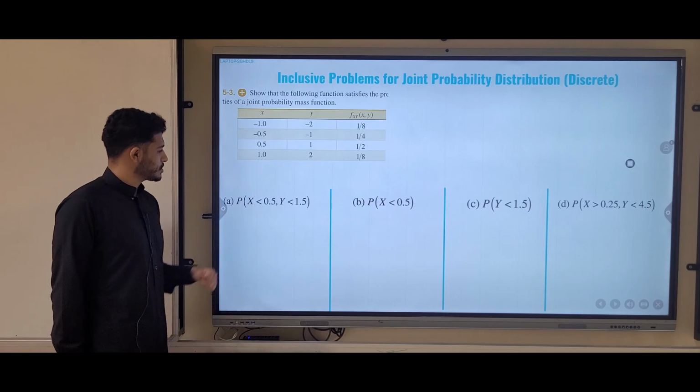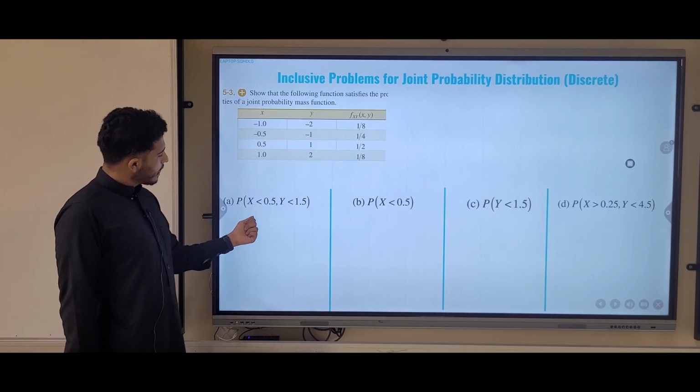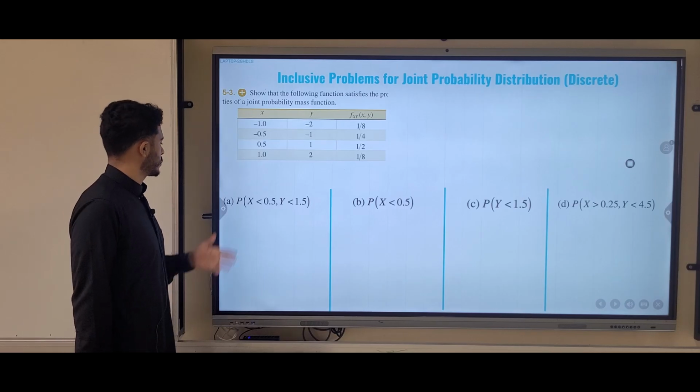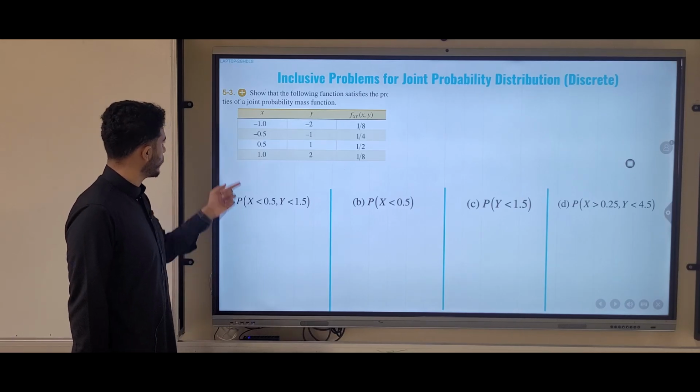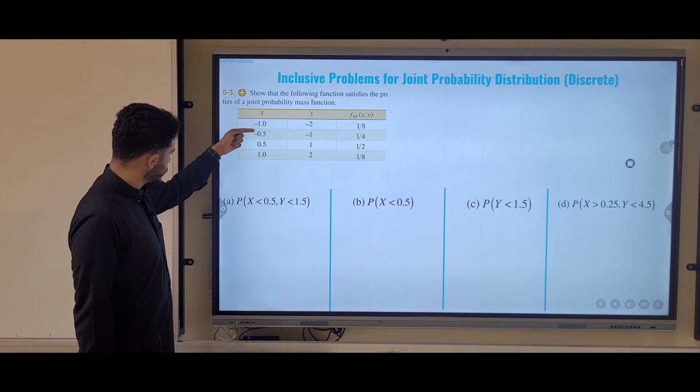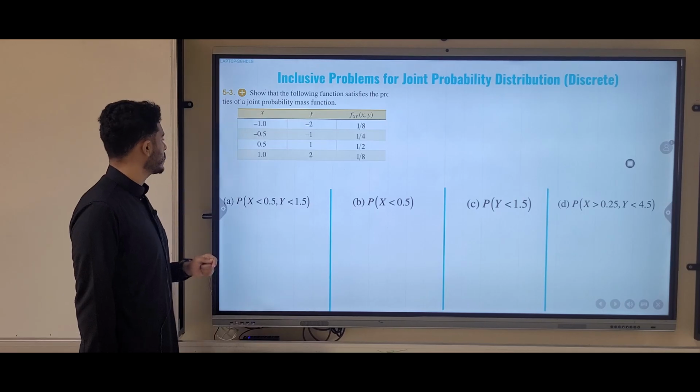So the first part of the question says, the probability of capital X less than 0.5, capital Y less than 1.5. So what is less than 0.5? Here, if we look at the x axis, we can see that minus 0.5 and minus 1 is less than 0.5.